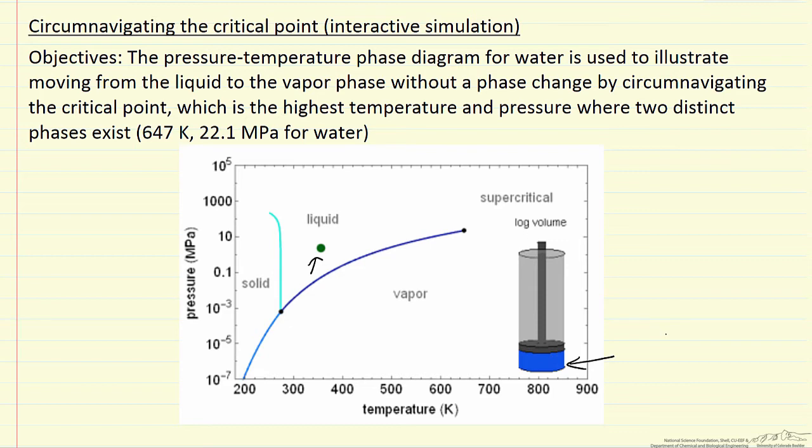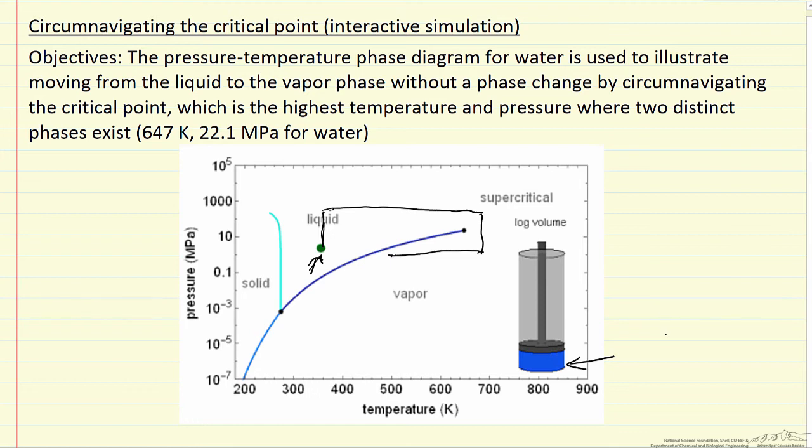And so what I want to show in the simulation is that I can start with a liquid at this point here. I could raise the pressure at constant temperature to above the critical pressure. I could then raise the temperature at constant pressure until I'm above the critical temperature. Now I can lower the pressure at constant temperature back below the critical temperature. I could then lower the temperature till I'm near this phase envelope at constant pressure.